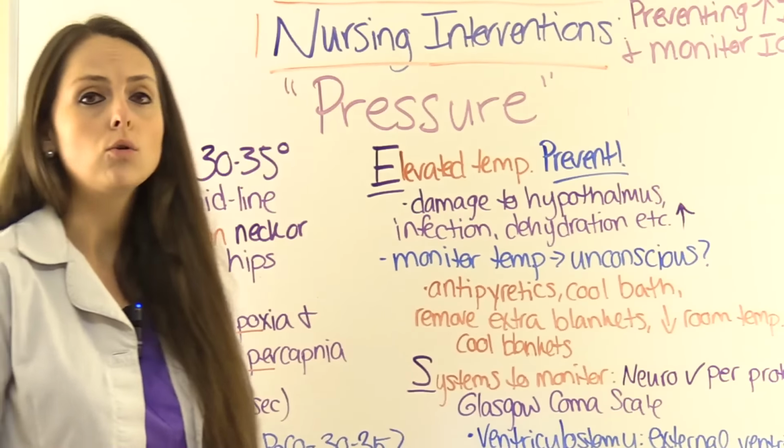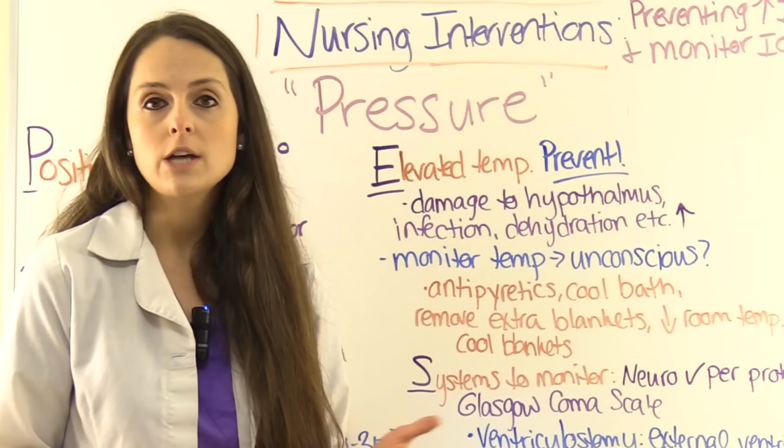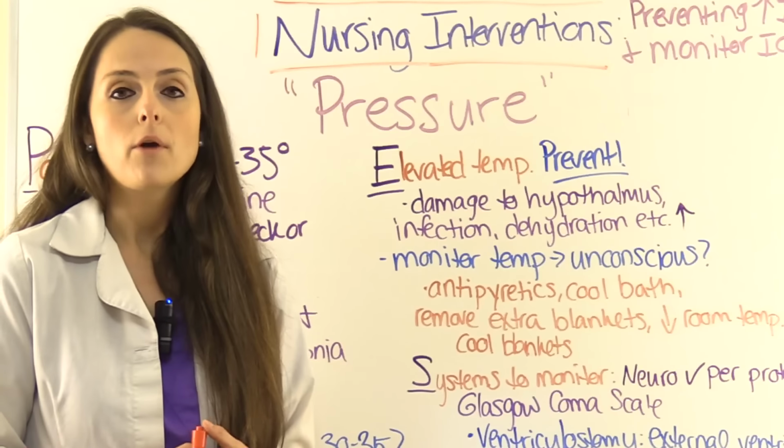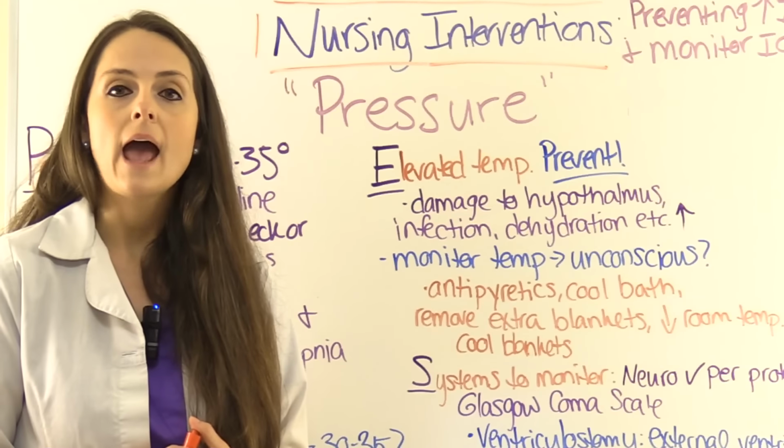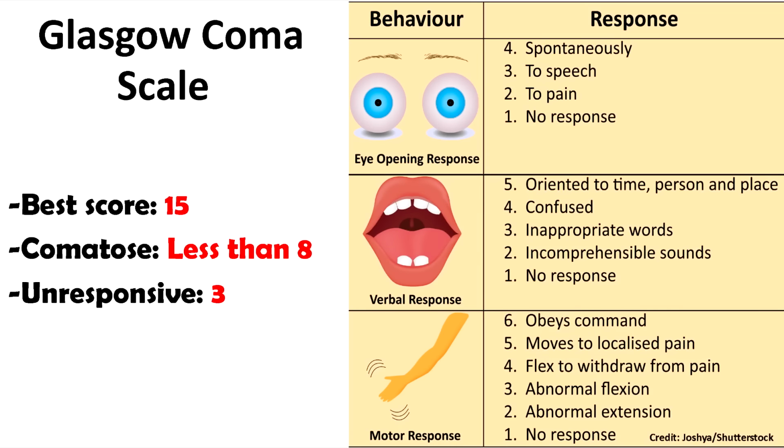Okay, S for systems to monitor. Round the clock, you're going to be doing neuro checks per your facility protocol. Also, you're going to be looking at the Glasgow Coma Scale. And this scale measures their coma level, hence its name. The best score a patient can score is 15, indicating they're completely with it and responsive. Less than a score of 8 is comatose, and a score of 3 would be completely unresponsive.